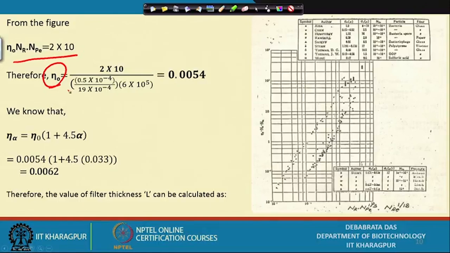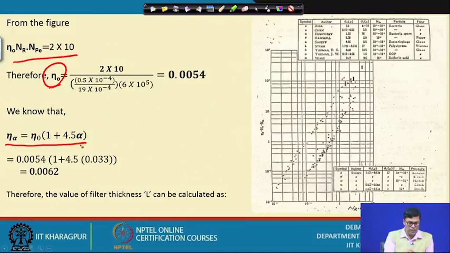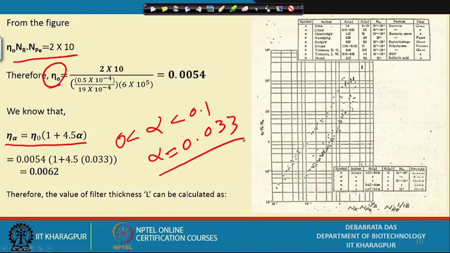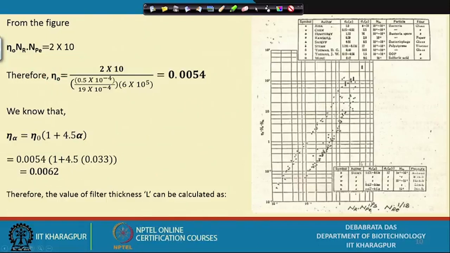Eta 0 is the overall collection efficiency, and we know that the single fiber efficiency, eta alpha, is eta 0 times 1 plus 4 alpha, if the alpha value lies between 0 and 0.1. So here the alpha value is 0.033. It lies very much in between, and so we can find out the single fiber efficiency.